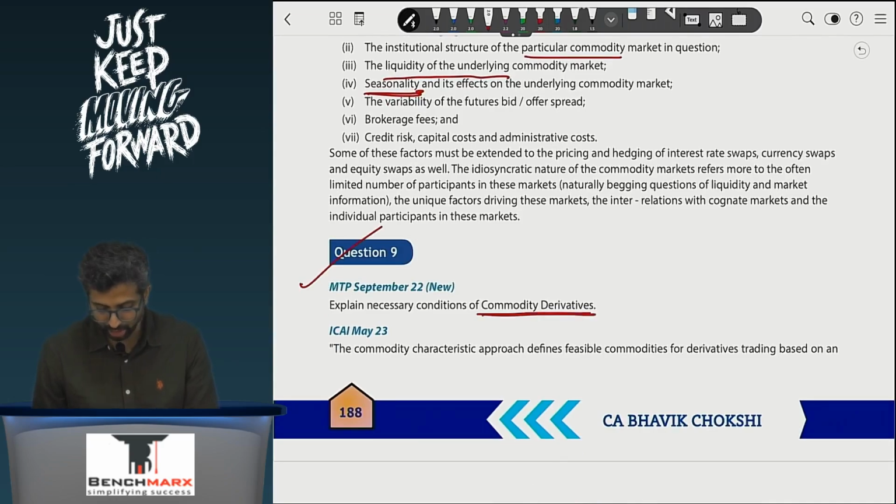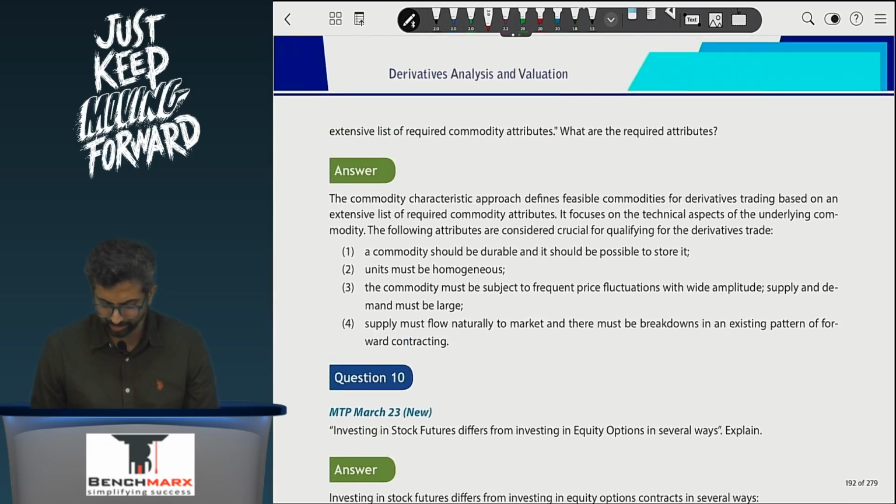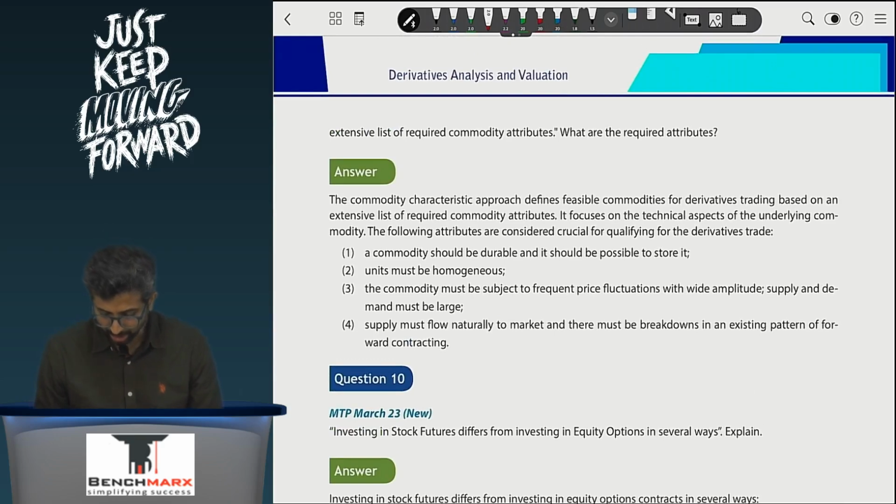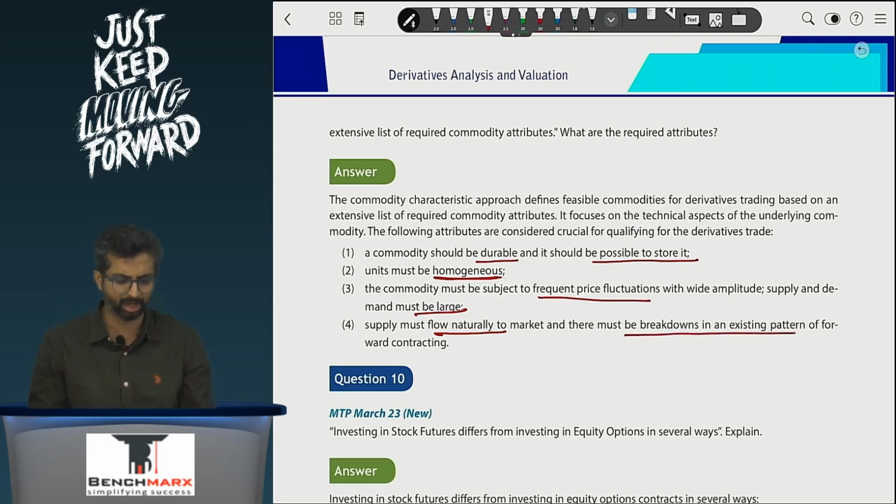Then explain the necessary condition of a commodity derivatives. So commodity derivatives regular to a usual to a regular derivative only. Commodity should be durable and it should be possible to store. Let us say you enter into a banana futures contract. Now for that banana does not have a life of 3, 4, 6 months, right? So अभी यहाँ पे for you to have that commodity may not necessarily be stored, right? Units must be homogeneous, otherwise quality में problem आ सकता है. Share में क्या, if there are 1 lakh shares, every share is same. But you have 1 lakh units of a commodity, different units of commodity, like let's say edible food products, different apples have different values, right? Commodity must be subjected to frequent price fluctuation and there must be sufficiently large demand and supply. Supply flow must flow naturally to the market and there must be breakdown of an existing pattern. So there should be enough quantity, demand and supply.